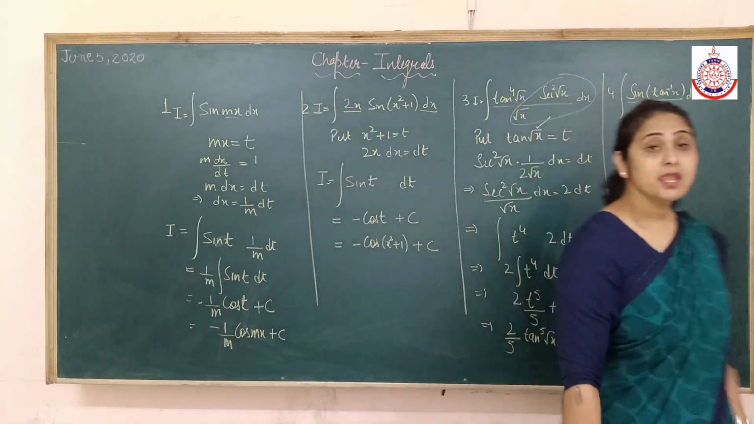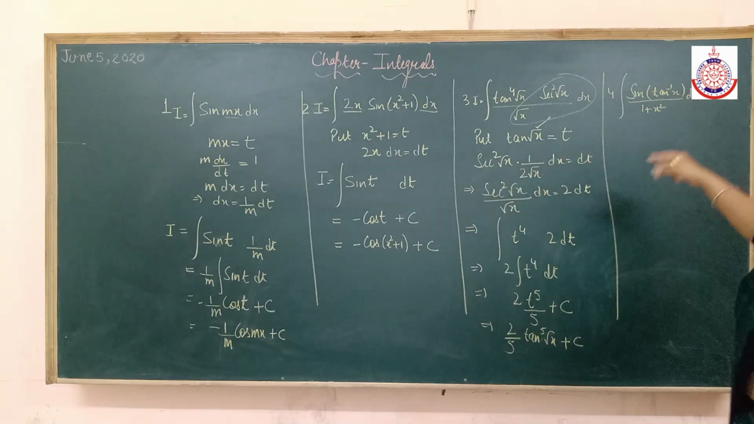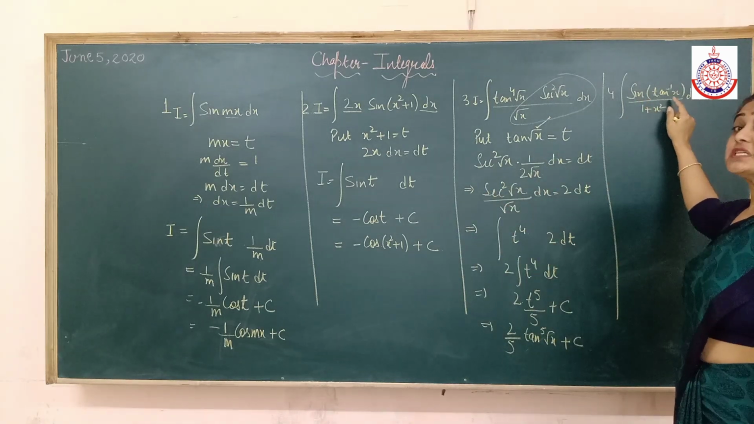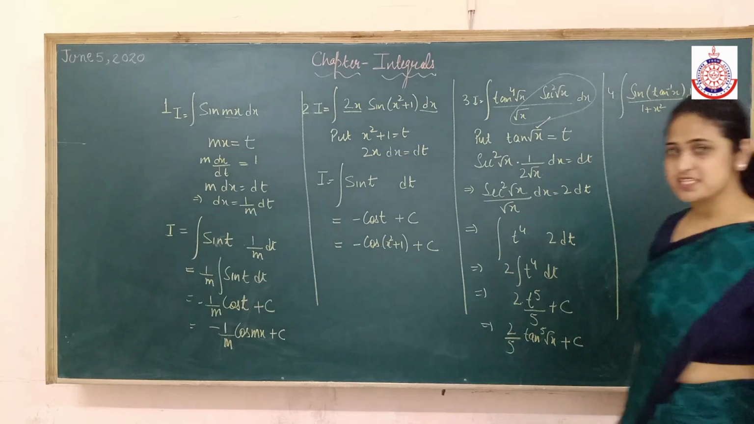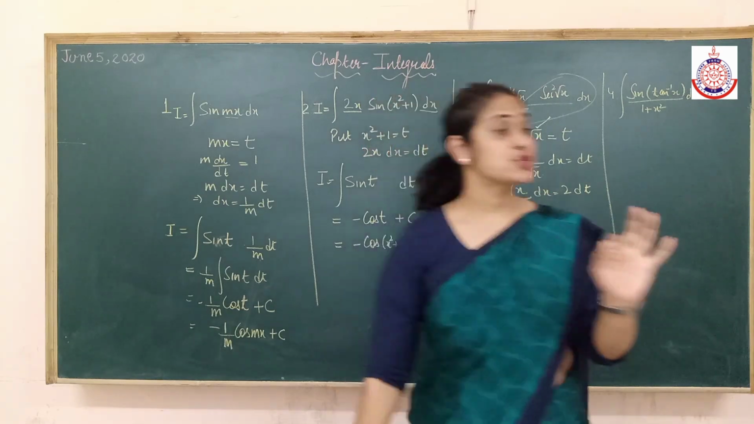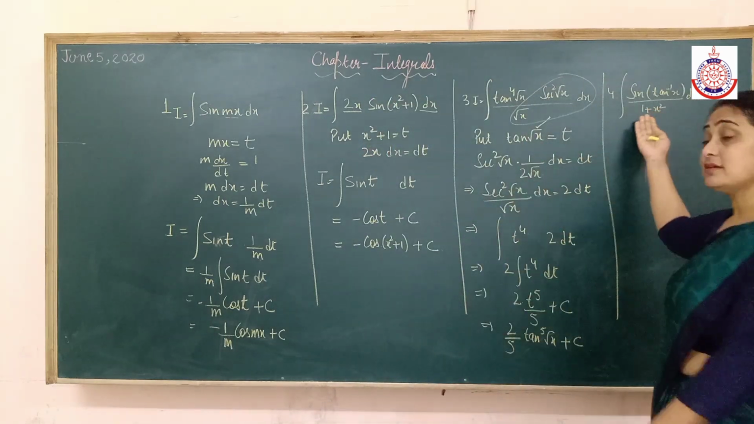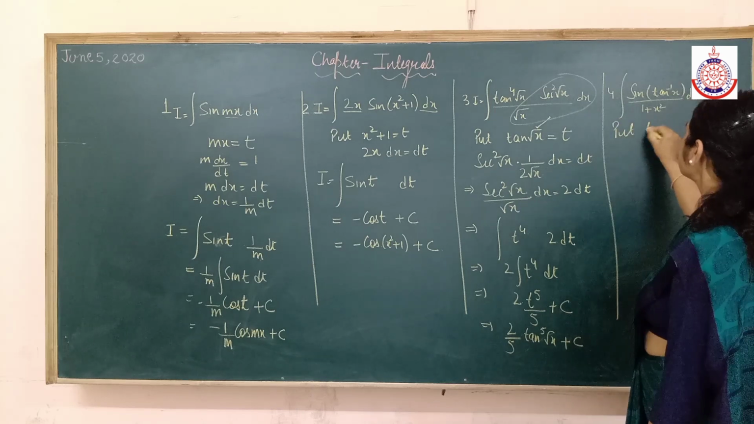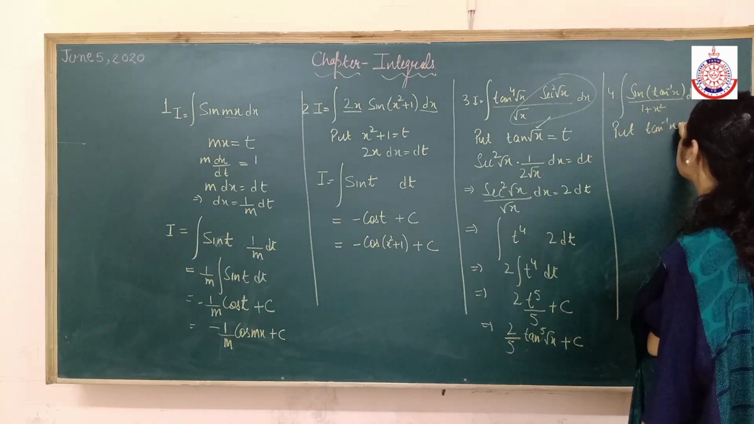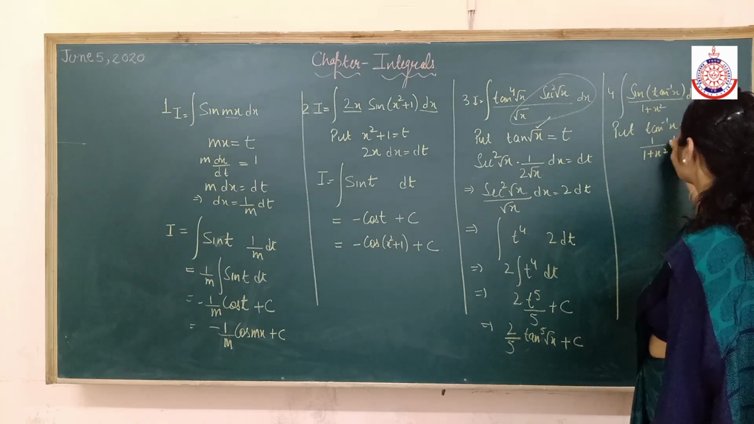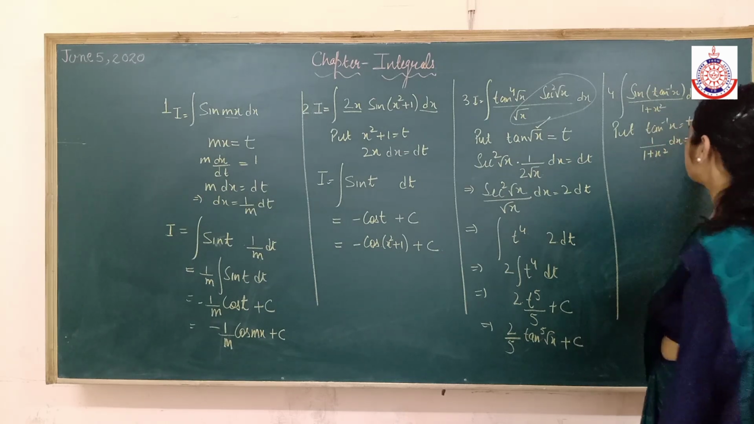Now by now you might know sine differentiation, cos differentiation, tan inverse differentiation. What is tan inverse x differentiation? That we have done. That is 1 upon 1 plus x square, and it's given here. So what am I going to do? I'm going to substitute tan inverse x is equal to t. That is 1 upon 1 plus x square dx is equal to dt.